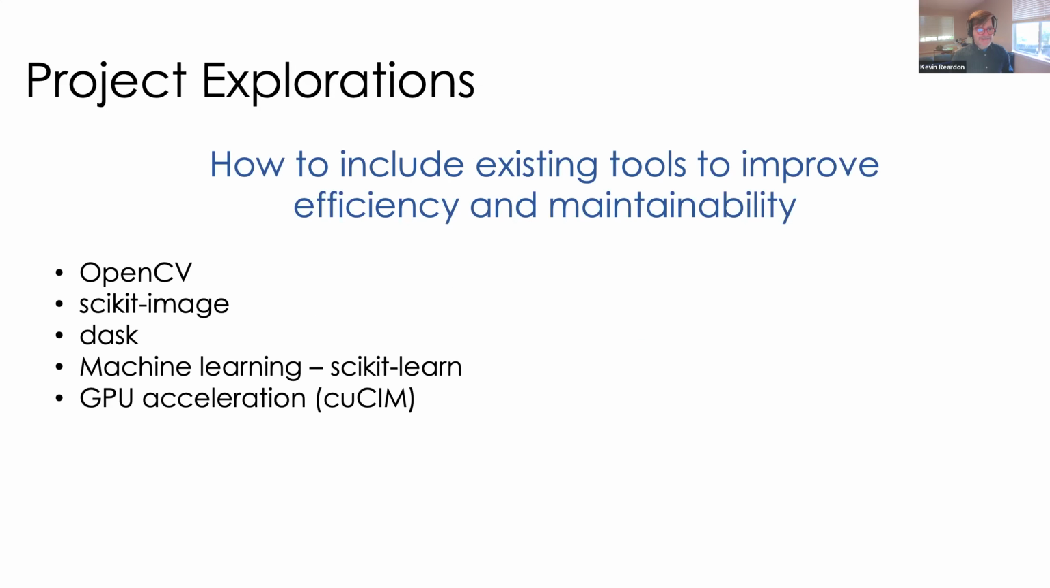And then, just to finish up, there's a few explorations we'll be doing, how to include some of these existing tools to improve the efficiency and maintainability of these methods for solar data. OpenCV has a lot of things in there. There's ridge detection, which has a lot of similarities to loop finding. Scikit-image has some of that. For large data cubes, large data sets, using things like Dask might be very useful.